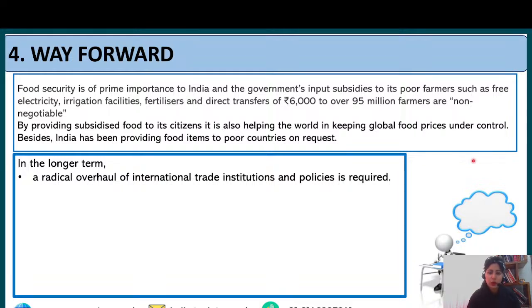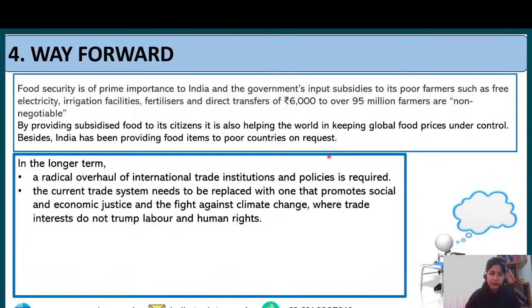So in the longer term, first of all, a radical overhaul of international trade institutions and policies is required, because whatever institution that you see, international organizations like the UN Security Council, World Trade Organization, every organization is under question because the demands of time are changing, and the power dynamics are also changing at a global level. For example, India is the biggest market. We are the biggest country in terms of population according to UNFPA. So things have to change with time. The trade rules also have to evolve with time in a way that benefits everyone.